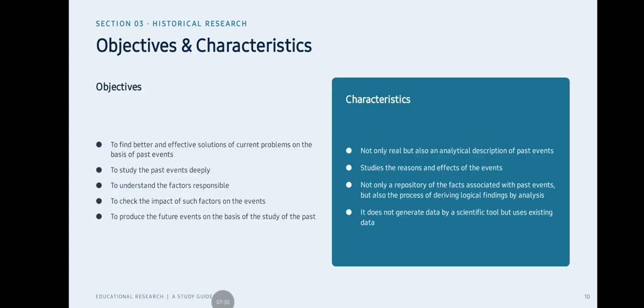Objectives and characteristics of a historical research. To find better and effective solution of current problems on the basis of past events. To study the past events deeply, to understand the factors responsible, to check the impact of such factors on the events, to predict the future events on the basis of the study of the past.